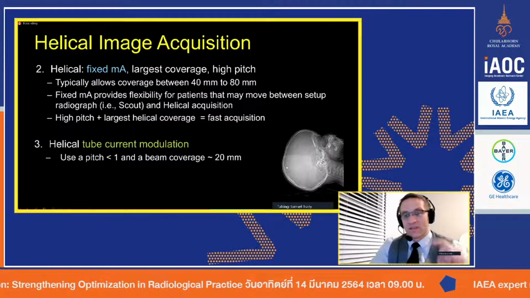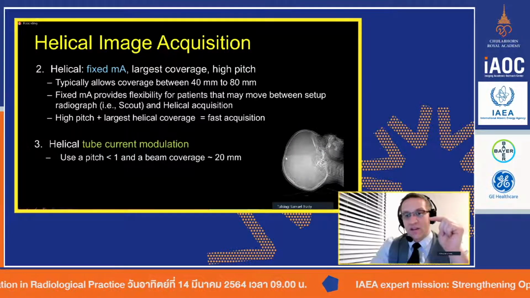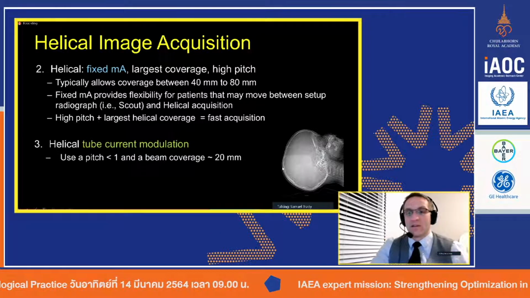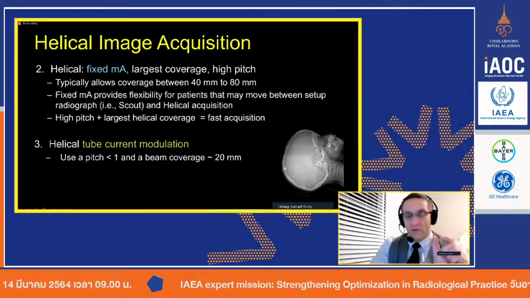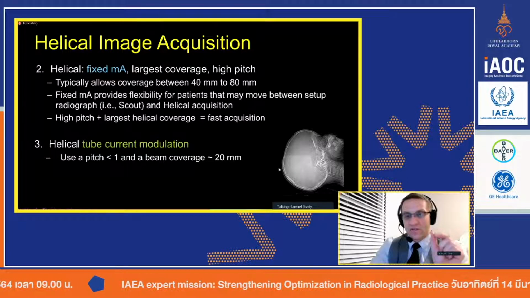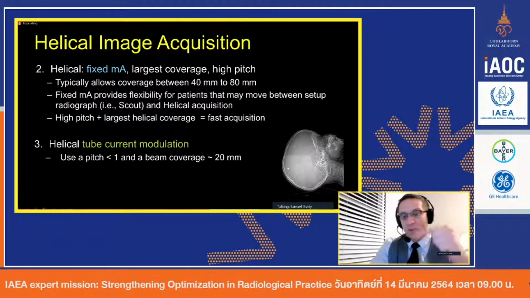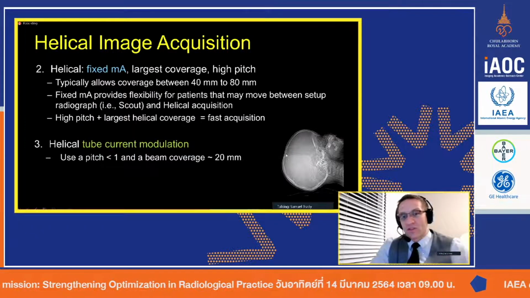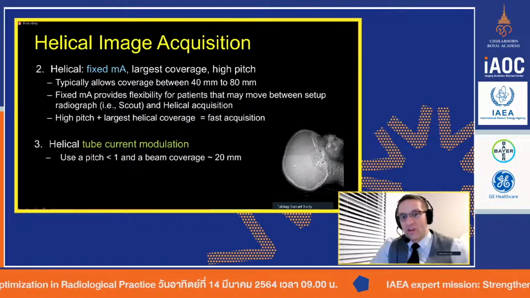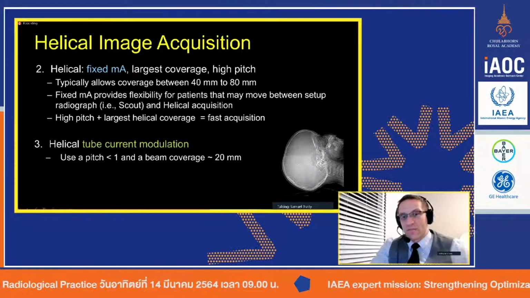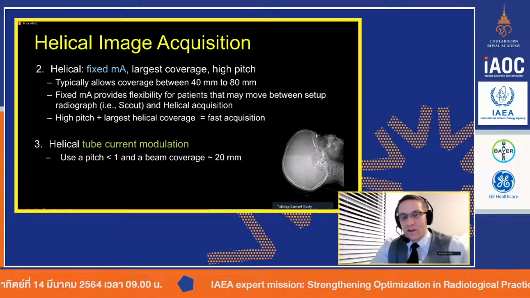And so what the system will do is it'll default to the highest MA, even in the areas that don't require high MA, in these small, thin areas. And so using a lower pitch, a pitch less than 1, and a smaller beam coverage allows the system to modulate more appropriately and actually allow the system to use lower radiation in the thinner aspects of the body, or in this case the head, and the thicker aspects over here.